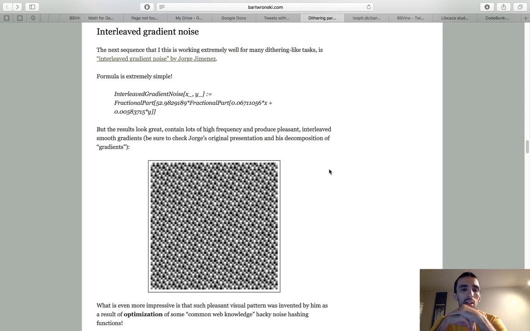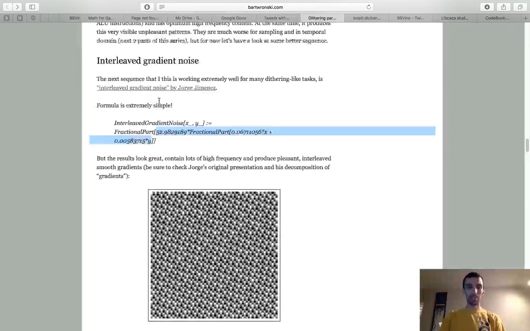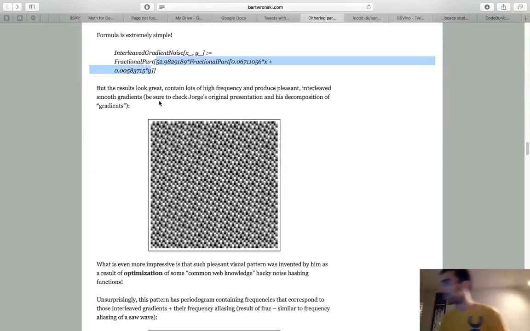The next sequence that works extremely well for many dithering-like tasks is interleaved gradient noise by Jorge Jimenez. It's extremely simple. Oh yeah, no, I've seen this. You see this all the time in shaders. Yeah, this is a dead simple way of, okay, so the problem is in the GPU there's no random number generator. Yeah, the ones before were like Tetris. I was just thinking that.